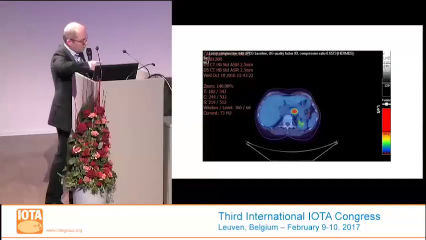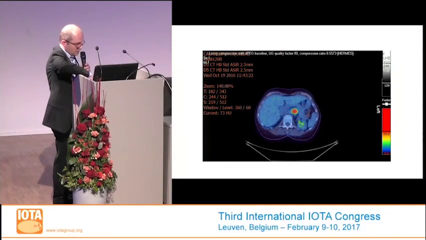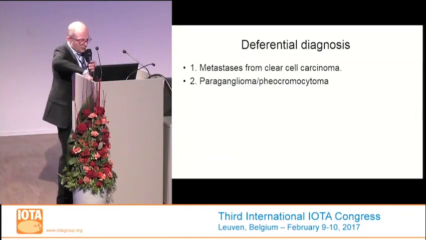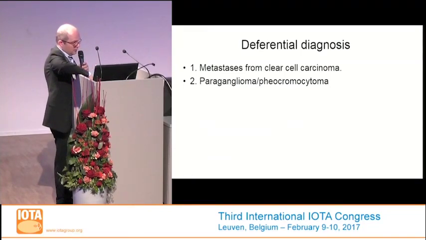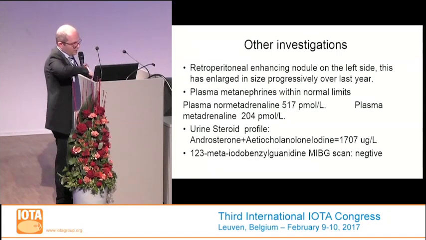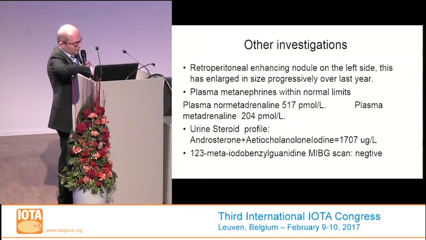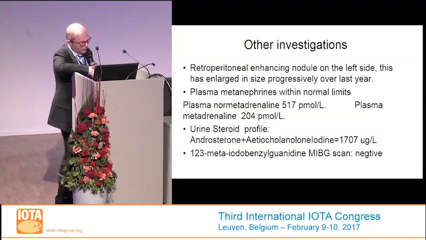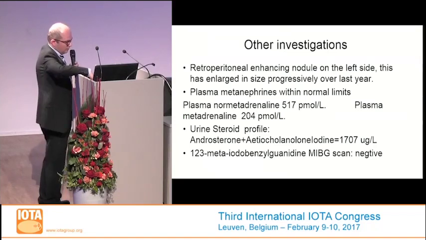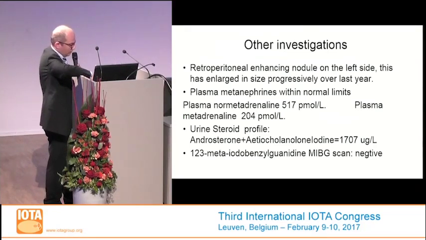Yeah, I agreed with you on the management in the MDT, but they disagreed with me. They suggested that this could be either a recurrent clear cell or a paraganglioma. They went with a long series of investigations, including plasma metanephrines, which were normal, plasma normetanephrines, which were normal, urine steroids, which were normal, and they've done an MIBG scan, which was also normal.